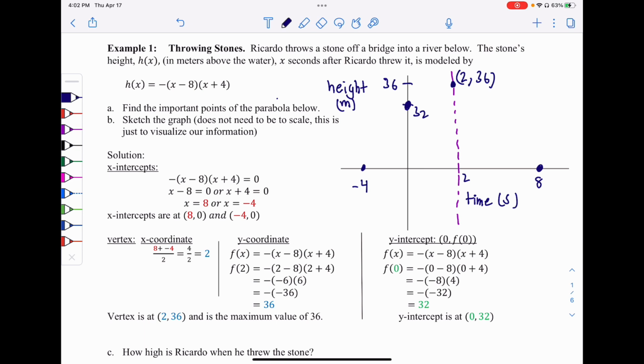So Ricardo throws a stone off a bridge. Let's say here's a bridge, wherever the starting point is. That's a y-intercept. You have Ricardo there. He's going to step into it and fling a stone off of this bridge. So it's going from here to here, and it goes up, and it eventually hits the ground. So our graph, we can draw this.